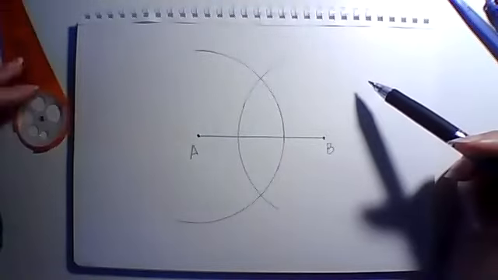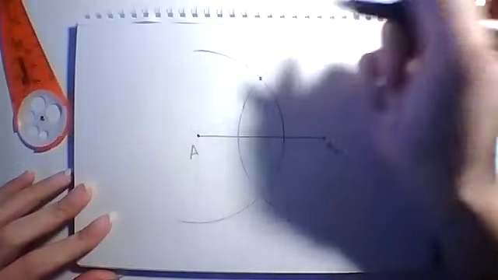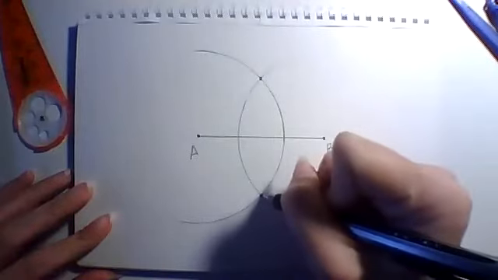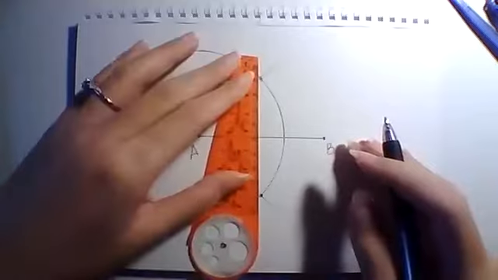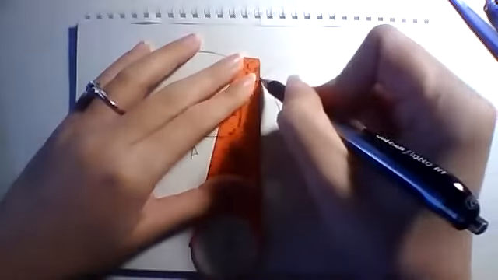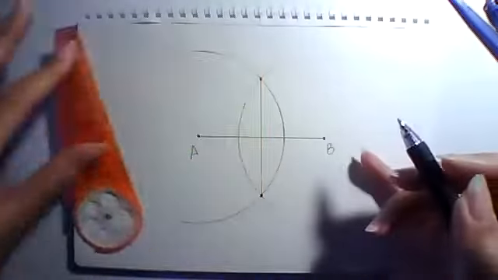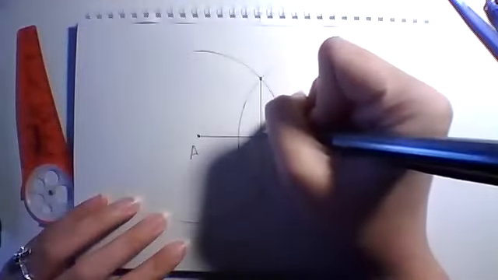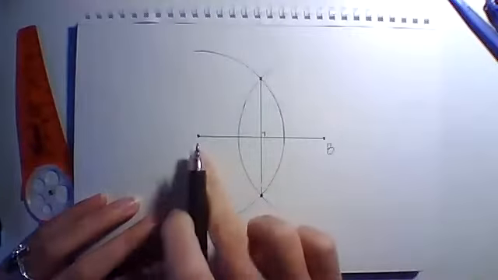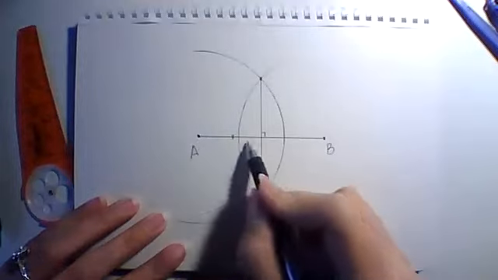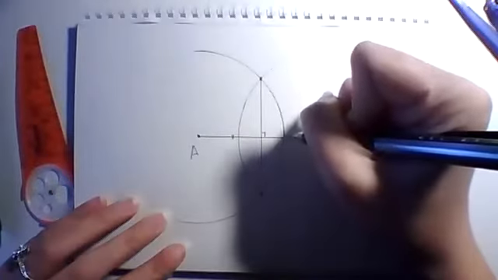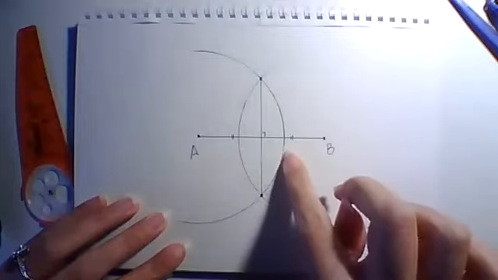So now that I've drawn my semicircles, notice that they do intersect at both this top area and this bottom area. Now that we have those intersection points, if I were to connect them, I can say that this is perpendicular to my original line segment AB, and this segment here is congruent to this segment here.